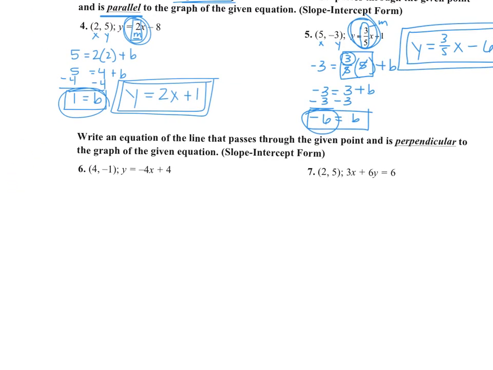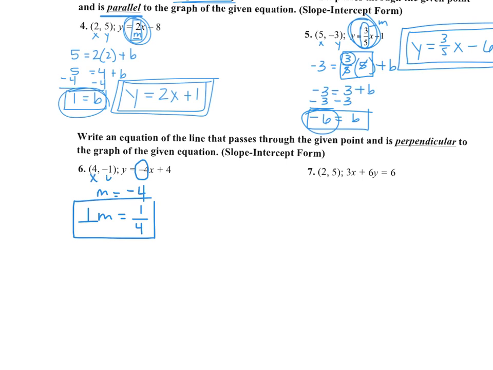Okay, now these ones, they want you to be perpendicular to the graph of the given equation. So right now, my slope is -4. Okay, but I want to go perpendicular. So my perpendicular slope is going to be the opposite reciprocal of that. So right now it's -4, so I want to make it positive. This is like 4 over 1. I want to make it 1 over 4. So this is the slope we're going to use.